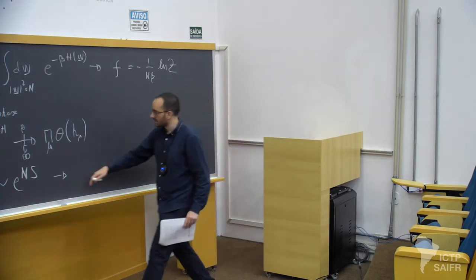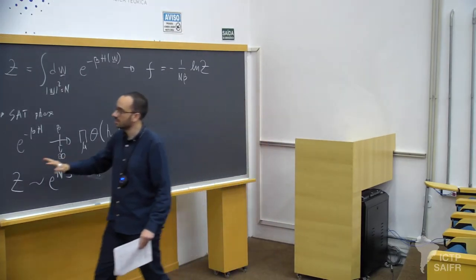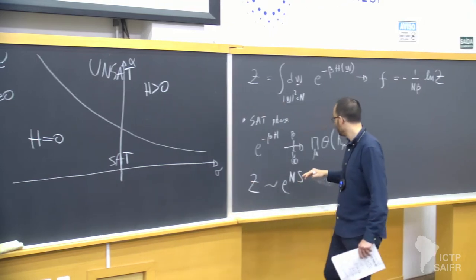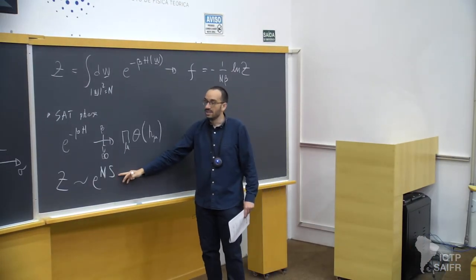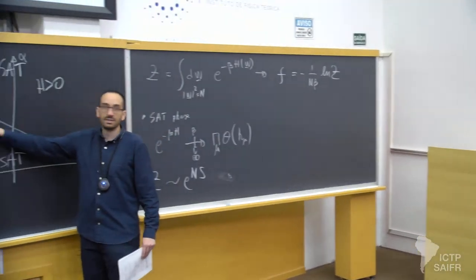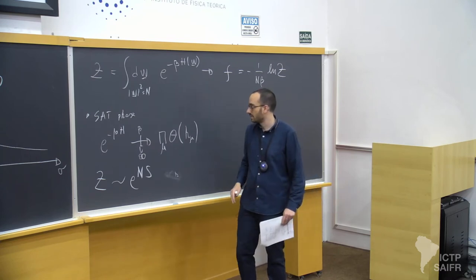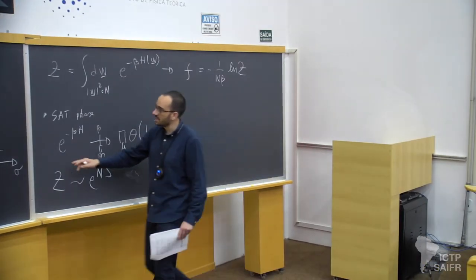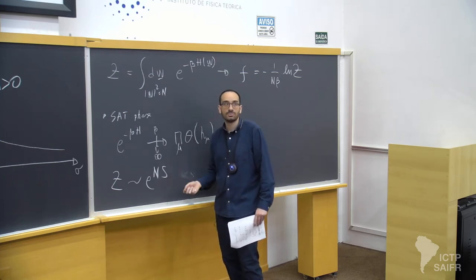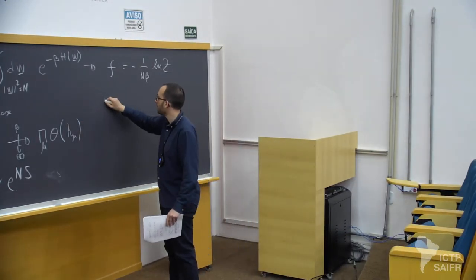Okay, so this is what I expect in the sat phase. And okay, so if I'm here, I have some volume of solutions. This volume is shrinking to zero. So the entropy S is going to become minus infinite when I reach this line. Because since the volume is going to zero, the log of the volume is going to minus infinity. Okay. So in order to compute this line, we just need to look at the point in which this entropy is going to minus infinity. Okay, so this is what happens in the sat phase. Now let me consider the unsat phase.